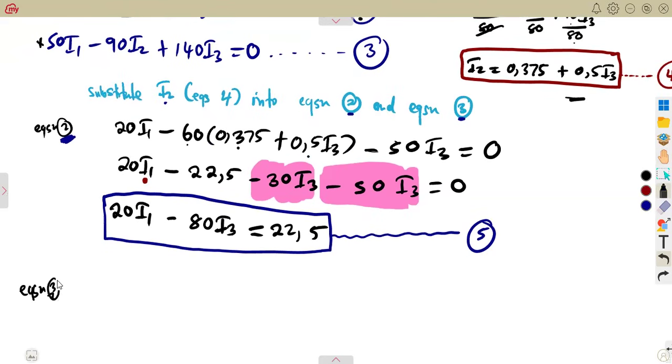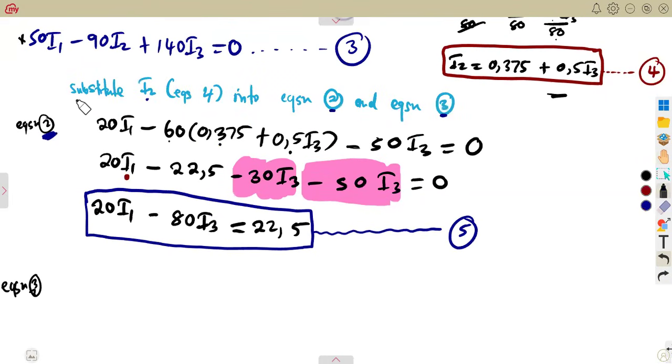From equation 3, this is what we had: 50i1. This was our equation 3. We are substituting the same I2, this one, which is our equation 4. The statement is still the same here. We're supposed to substitute this in both. We'll see what's going to happen there.